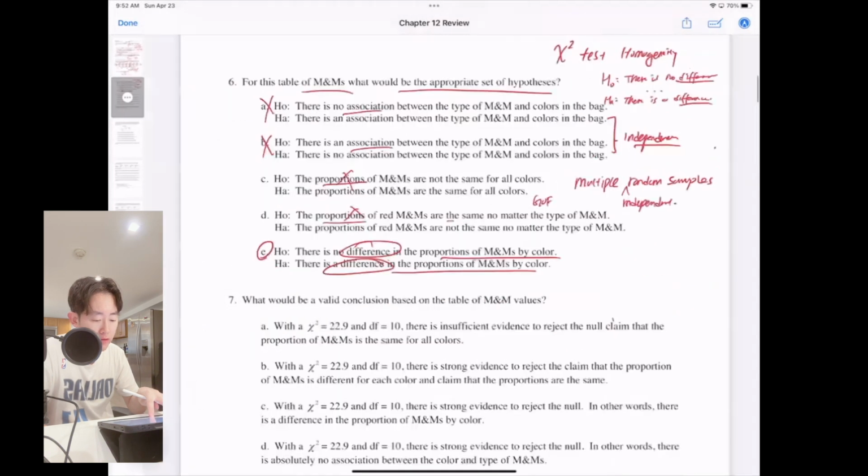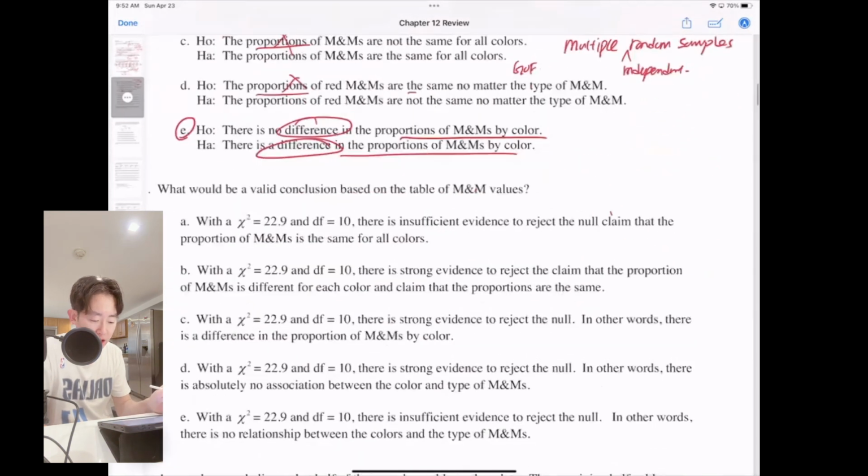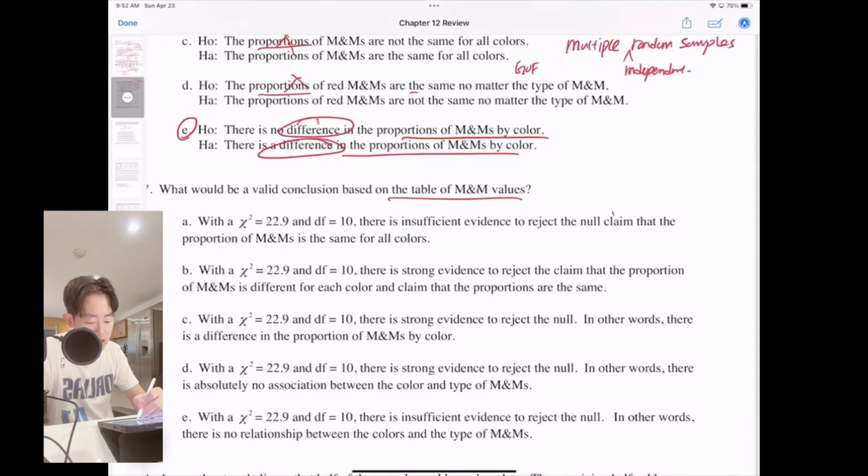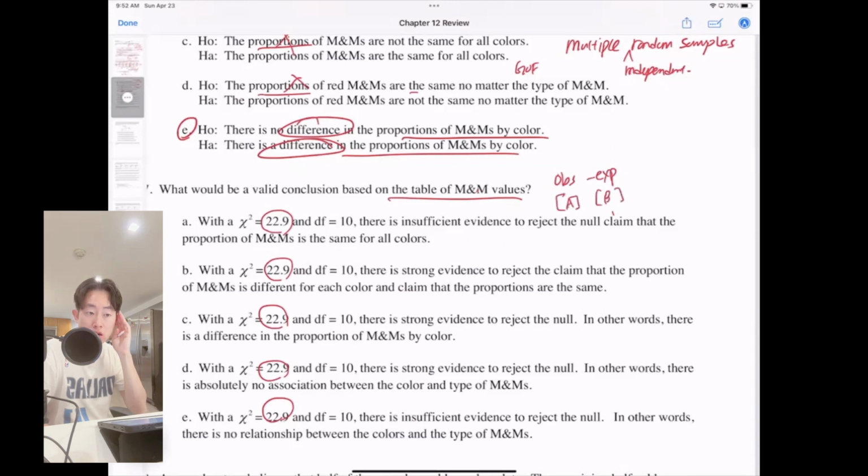Number 7, what will be a valid conclusion based on the table of M&M values? To get this chi-squared value, you not only have to get all of your observed minus expected into your matrices like A and B, that's just a lot of work. So it's kind of lucky that all the answer choices have the same chi-squared value, so you don't really have to look for that, nor the degrees of freedom. We all have 10.